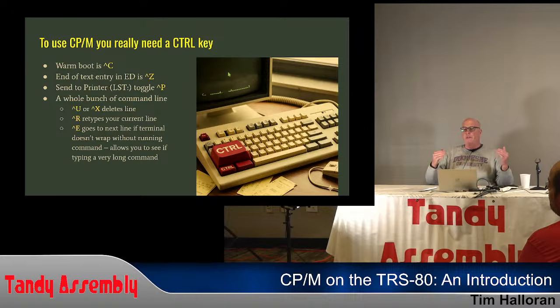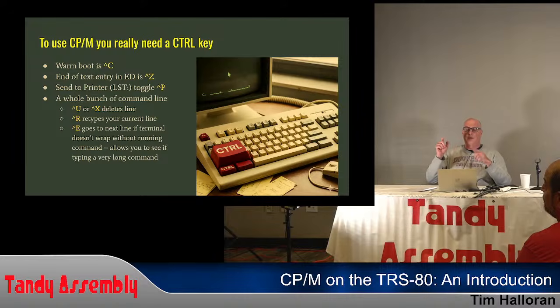If you want to send things to the printer while you're seeing it on the console, you type Control-P as sort of a toggle. It'll start echoing to the printer. You turn the toggle off. And there's a whole bunch of command line control characters. Control-U, which would be like Unix, or Control-X deletes the line. Control-R retypes your current line.